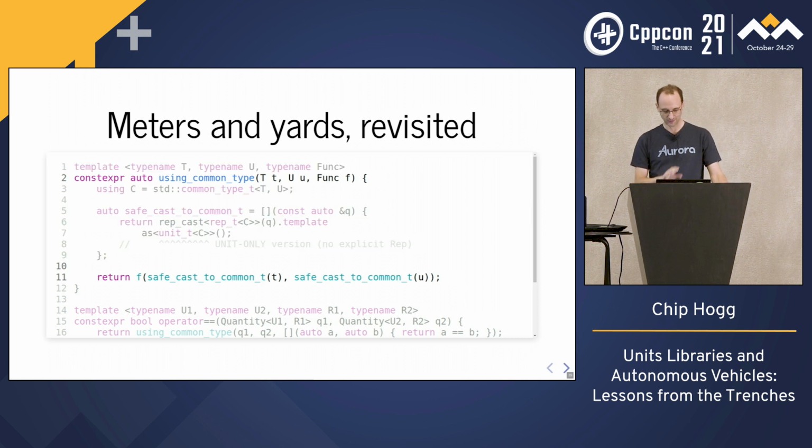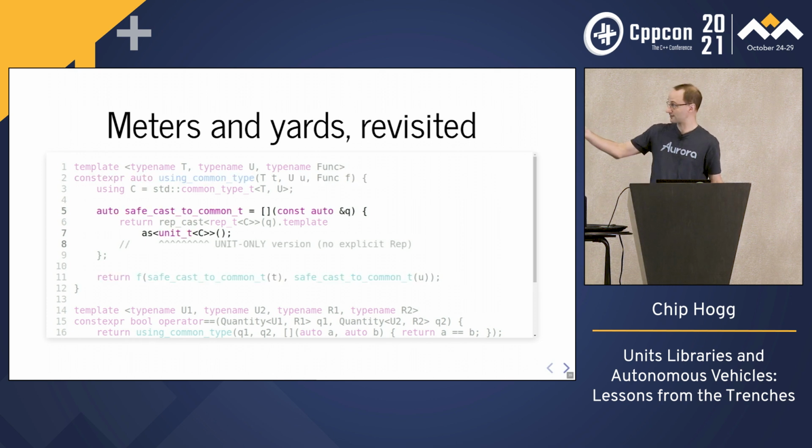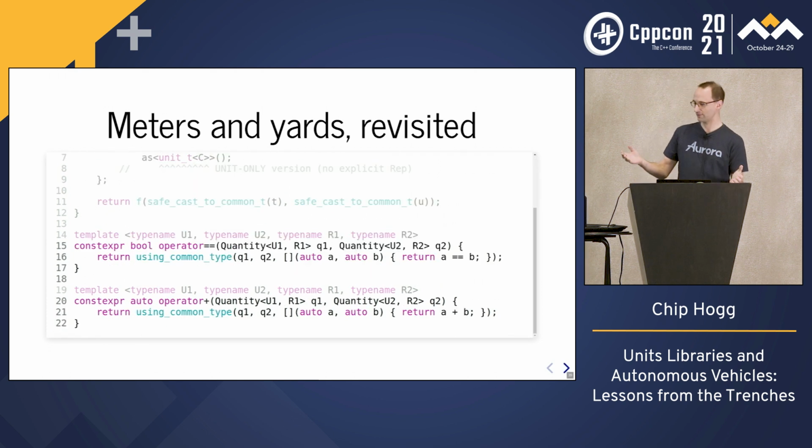So we have this little helper here, using common type, that performs any operation on two objects by first casting them to their common type, but only if we think it's safe. And how do we check that? Just as we said, we use the single argument version, which opts into that safety policy.